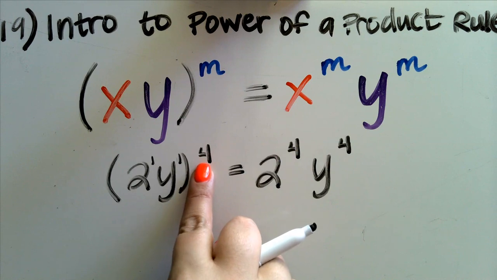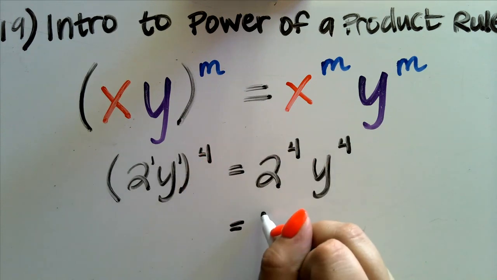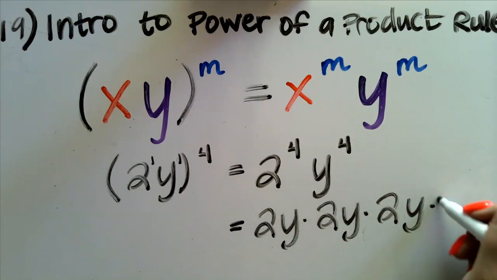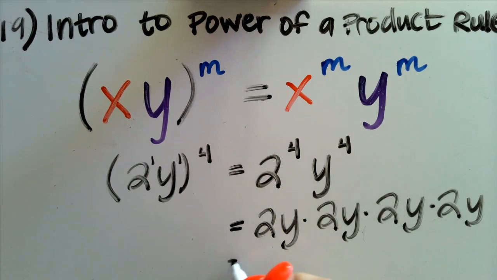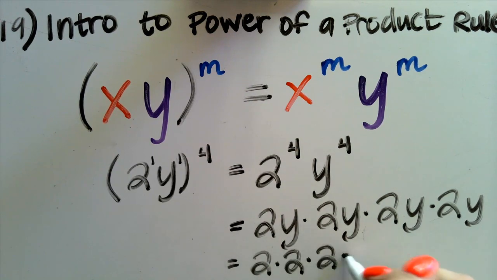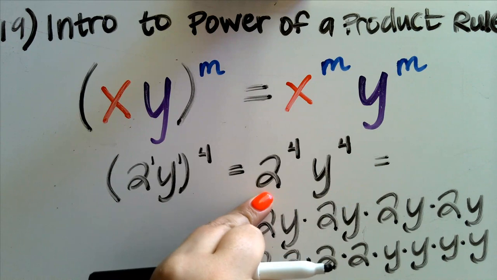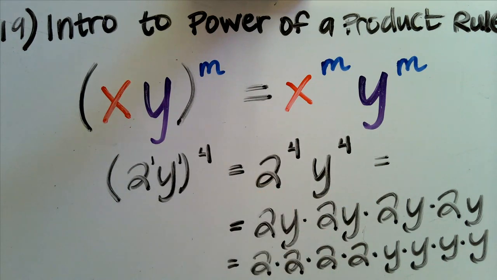Because we're taking 2y to the fourth power, that means I need to write it out 4 times. 2y times 2y times 2y times 2y. I'm going to go ahead and rearrange that so the like terms are near one another. 2 times 2 times 2 times 2 times y times y times y times y. So if we expand out 2y to the fourth power, we end up with this long guy right here. Now, the final thing that you would just need to do is solve what 2 to the fourth power is. So let's go ahead and do that very quickly.